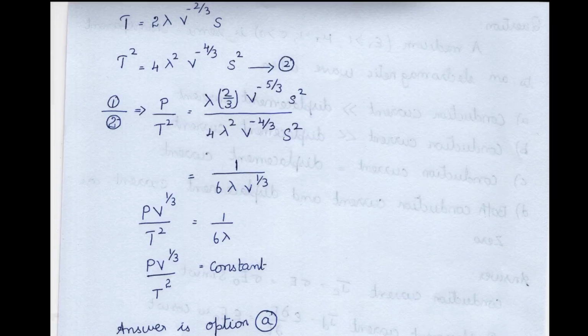We will keep 1 divided by 6 lambda as a constant. So we will be getting P V power 1 by 3 divided by T square is equal to constant. So the equation of state of the system is P V power 1 by 3 divided by T square is equal to constant. That is option A.